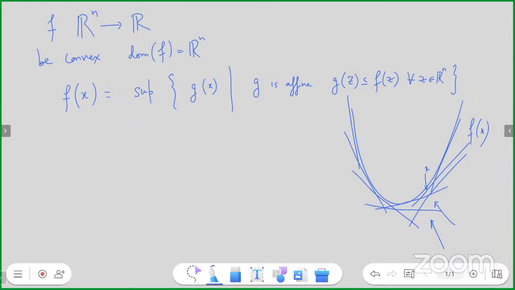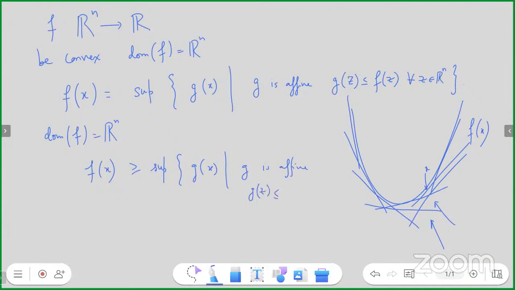But here again, go back and think why the domain of f needs to be R^n. This is actually an exercise in the book. If this is not the case, you'll have to be slightly careful. Something else happens. So think about that. Indeed f of x is greater than g of x, since g is affine and g of z is less than f of z. So that's easy. Now, how do we proceed further?